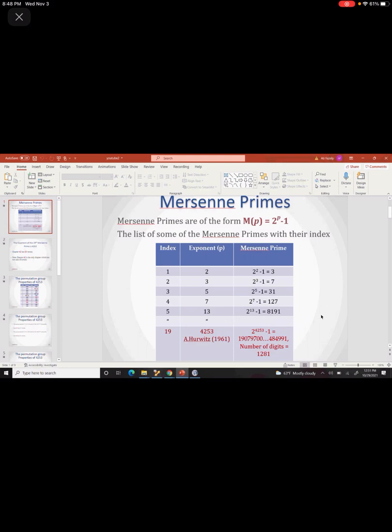So we just keep doing this until we get to the 19th. So we could do this in our head, basically. These are doable by hand. These low Mersenne primes, these small Mersenne primes, are doable by hand.